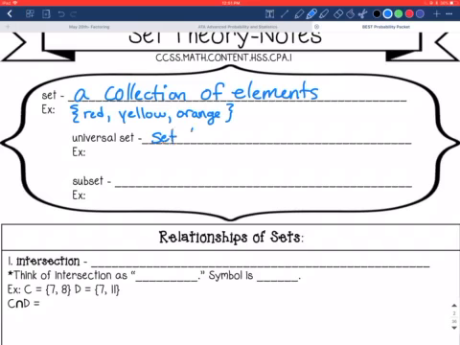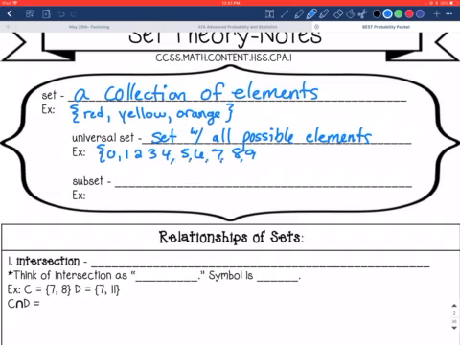So if you have a universal set, that is the set with all possible elements. Okay, so we could say for single digits, right? We could say 0, 1, 2, 3, 4, 5, 6, 7, 8, 9. And I'm separating those with commas, and then closing it with a brace as well. Okay, so then we can have a subset.